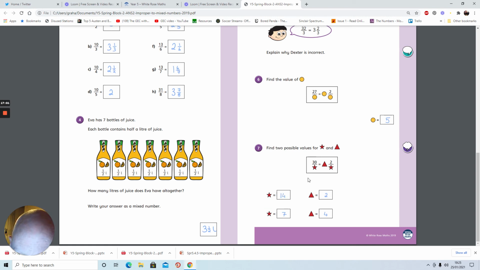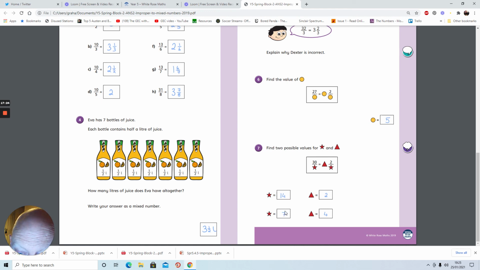We can see here we've got this star. This star here is 14. So how many 14s in 30? That's 2, because it's 28. That would be 2, but it means we've got 2 left over. So 2 14ths. So 30/14 equals 2 and 2/14.